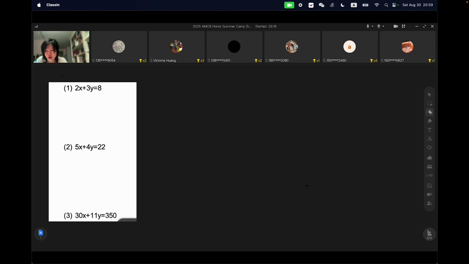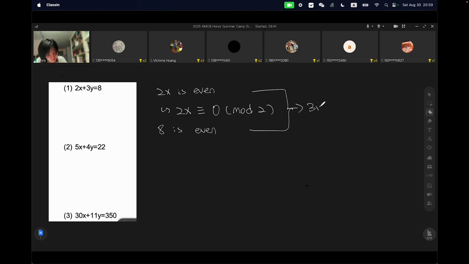But firstly, using the features of even numbers, 2x is even. And with the proper notation, it means that 2x is congruent to 0 mod 2. And 8 is also even. So therefore, that means that 3y is also even. So therefore, 3y has to be divisible by 2, and because 3 is not divisible by 2, y has to be divisible by 2. So we can start with enumeration.